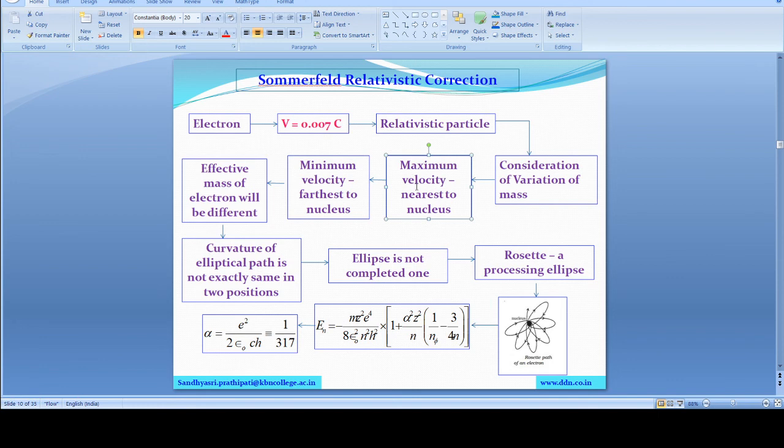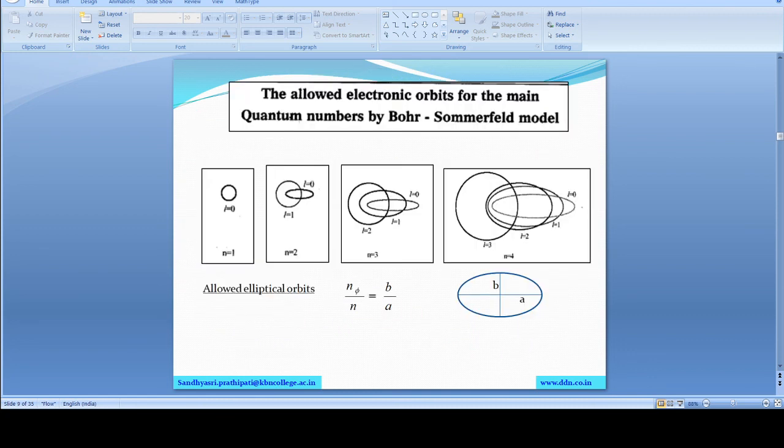So the maximum velocity exists nearest to the nucleus. Minimum velocity is at the farthest point from the nucleus. Why does this happen? We will go to the previous slide.